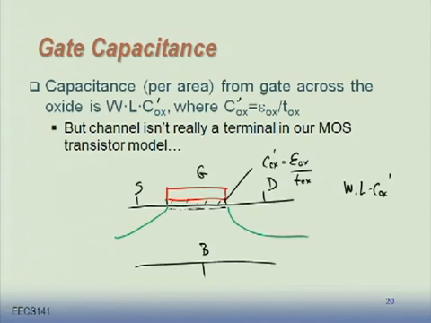I know how to calculate the capacitance. I know from my device physics how to calculate this capacitance. But there is one problem. The channel is not a terminal in our model. I know what is the capacitance from the gate to the channel, but in a channel, I don't know where to hook up that channel. So we need to figure out a way to distribute, to relate that gate to channel capacitance to some other terminal capacitances, like gate to source, gate to body, and gate to drain. And that's what most of the art of dealing with the MOS capacitors is.